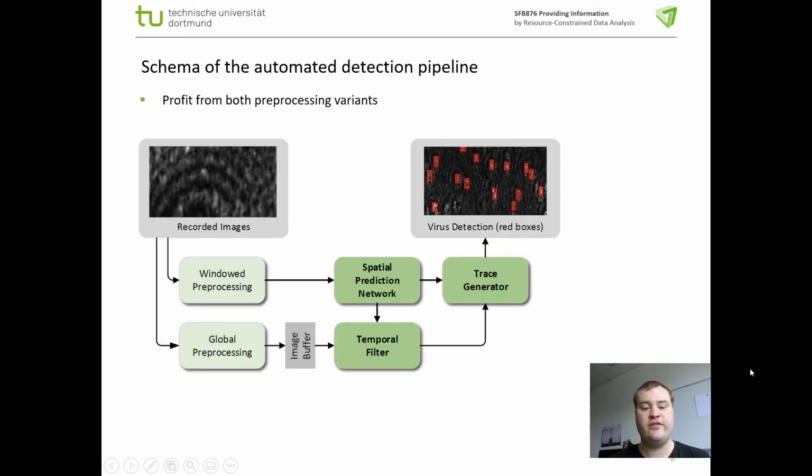After we saw that both preprocessing variants have advantages, we of course want to profit from both of them. In our complete detection pipeline, we will use the windowed preprocessed data for spatial recognition, while the globally preprocessed data will be used to check on a temporal basis. At first, we will have a look at the spatial prediction network.